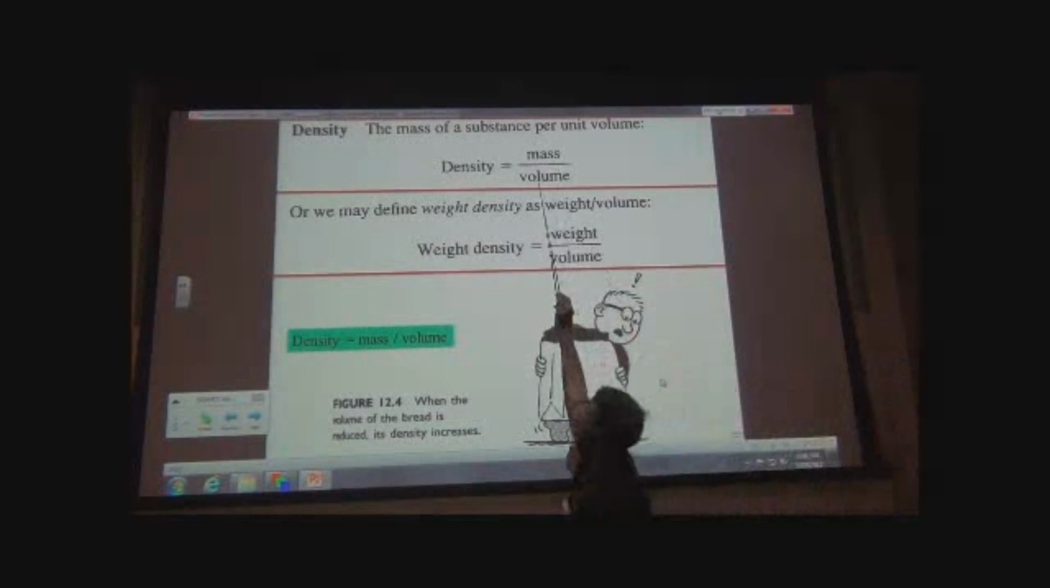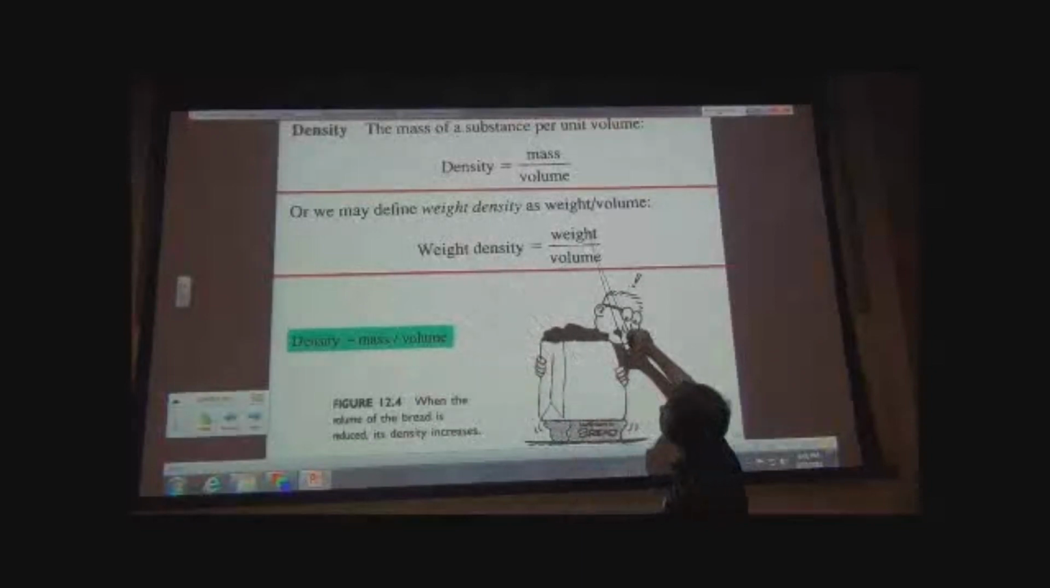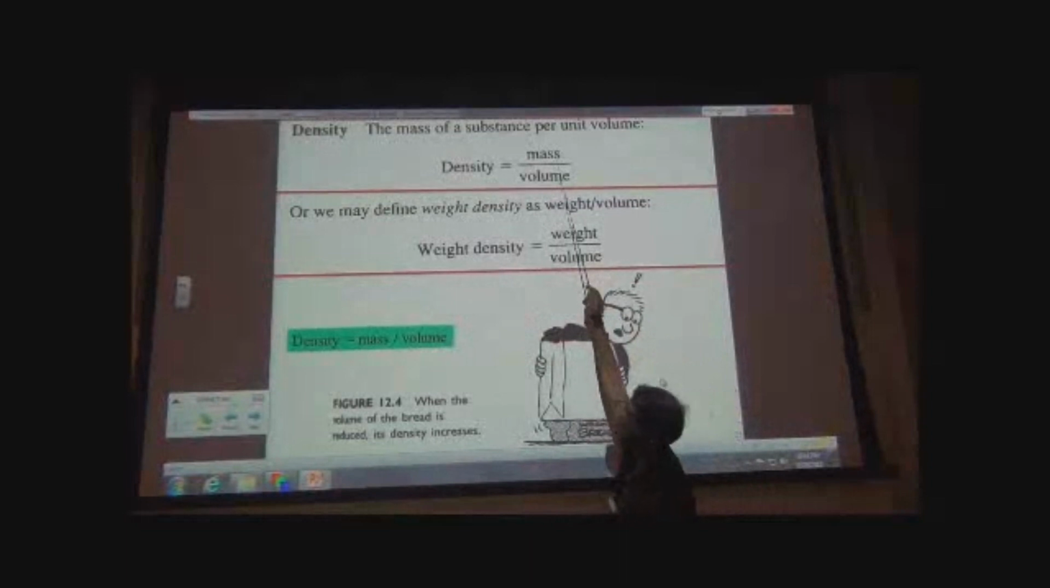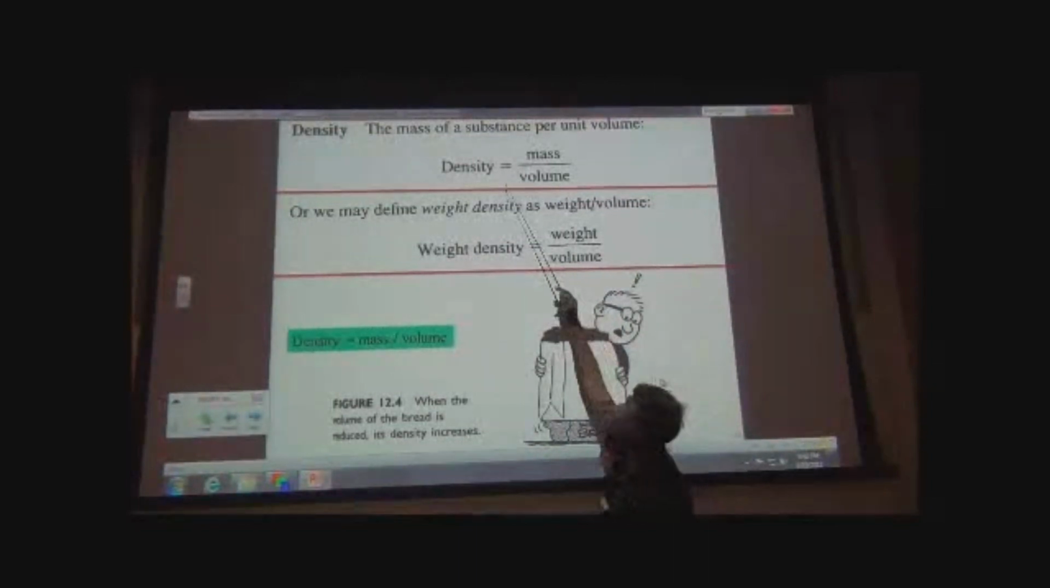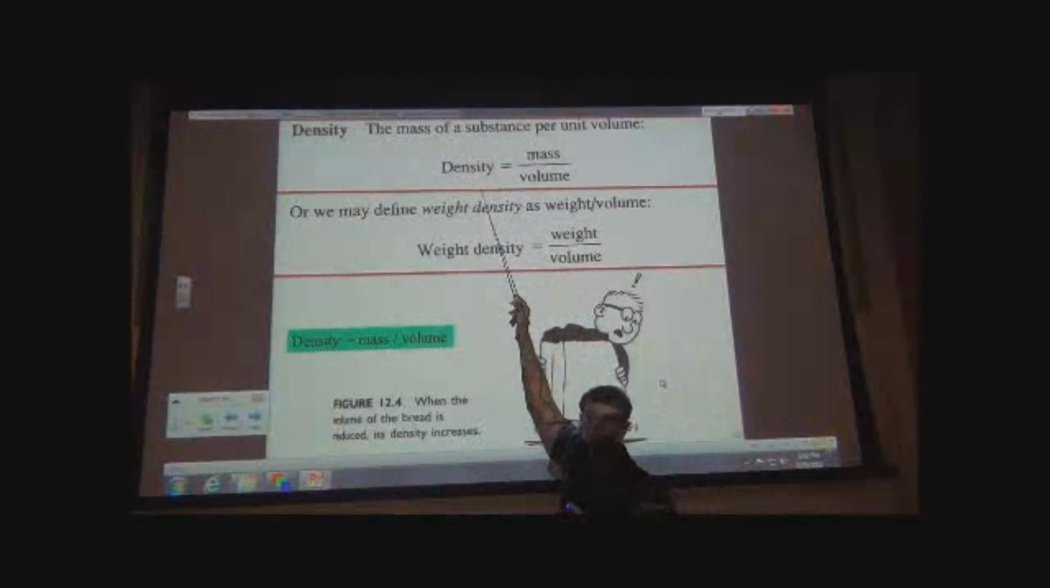Now you can call this mass density, if you will, because it's the mass divided by the volume. The weight density would be the weight divided by the volume. So here's the mass. Now if you multiply the mass by gravity, that gives you the weight. So weight divided by volume will give you what's called the weight density. So if you're given the mass density, all you have to do is multiply by g, gravity, little g, 9.8 meters per second squared, to give you the weight density.